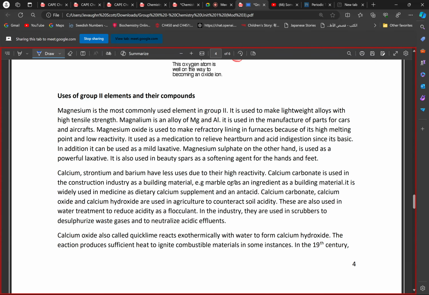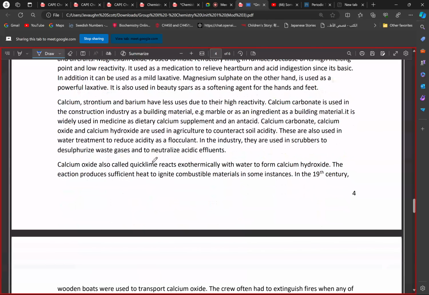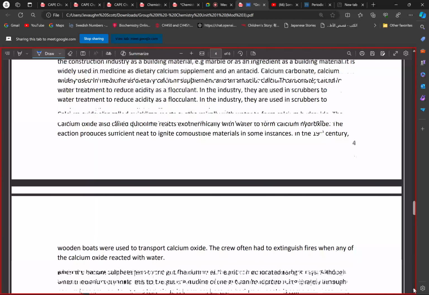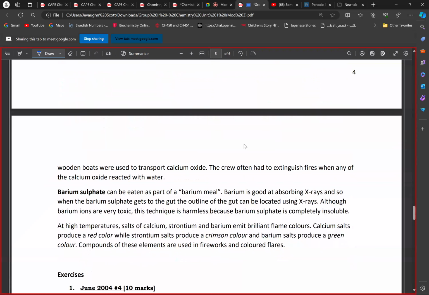Calcium oxide is also what we call quicklime and reacts exothermically in water to create calcium hydroxide, right? And it is sufficient to heat or ignite combustible materials in some instances. So we have that there. We can also use calcium hydroxide to extinguish fires when we react it with water as well, right?